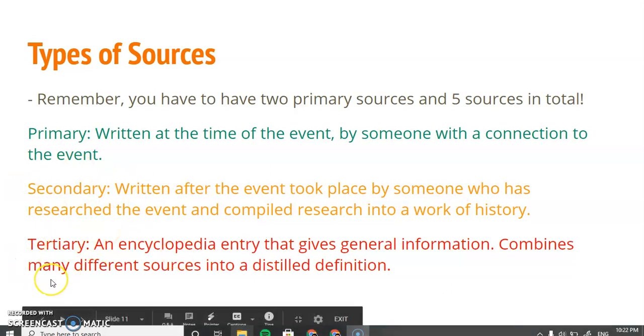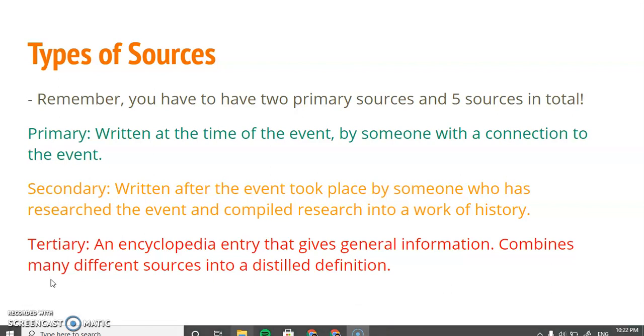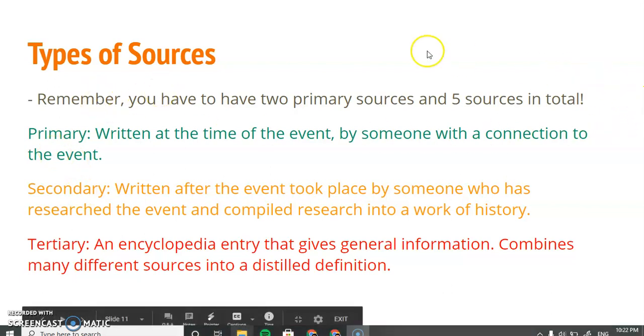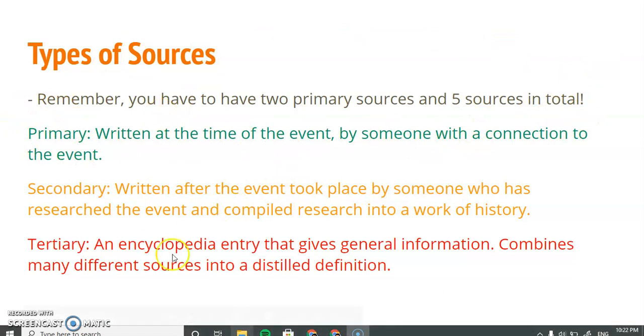Finally, in the red, we have tertiary sources. These are encyclopedia entries that give general information and combine many different sources into a distilled definition. These are not great to cite for your project. You're going to want to stay away from tertiary sources. They are great for starting research and getting information, but you don't want to cite these. And remember, for this project specifically, you've got to have 2 primary sources and 5 sources in total.